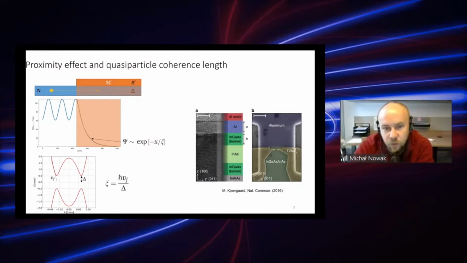Rather, I want to focus on this simple phenomenon of quasi-particles entering the proximatized part. For example, if we have an NS junction like shown here, where a two-dimensional electron gas in indium arsenide is partially covered by a superconductor, then the quasi-particle from the normal part would enter the proximatized part, but only to a certain distance before being Andreev reflected.